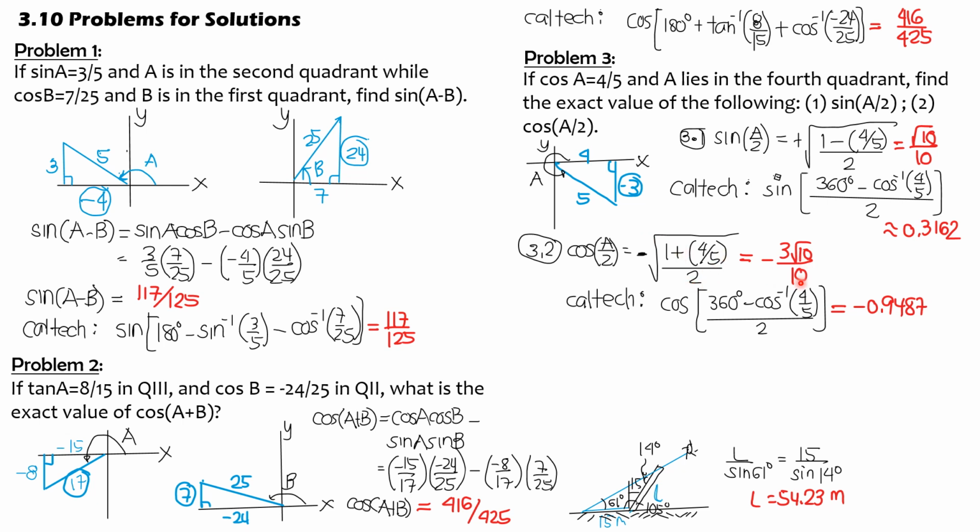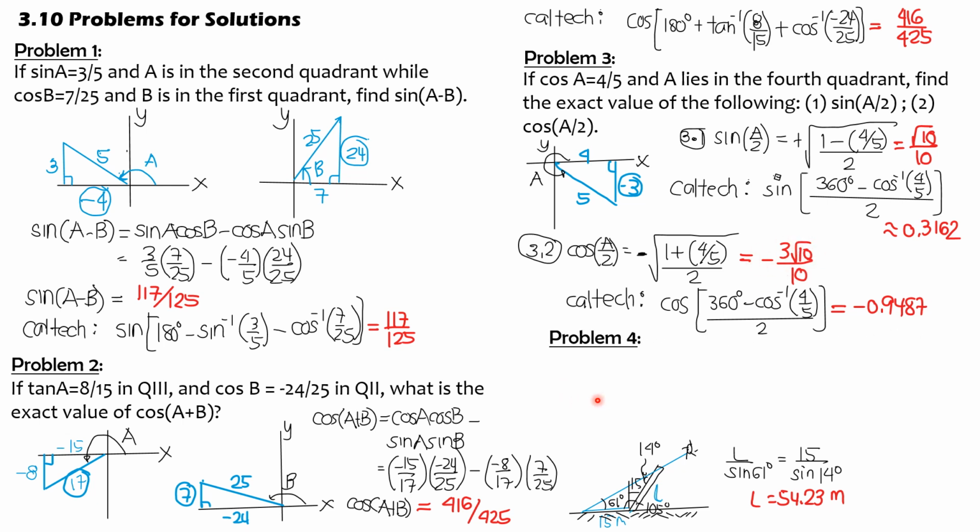For the calculator technique, press cosine of open quantity 360 degrees, this value here, over 2, so that's negative 0.9487, which is the decimal equivalent of this exact value.